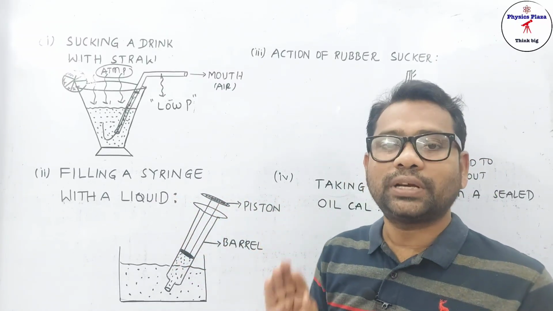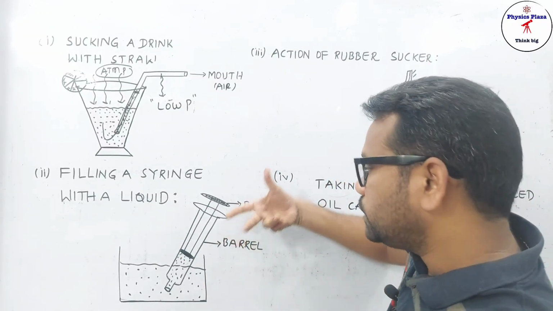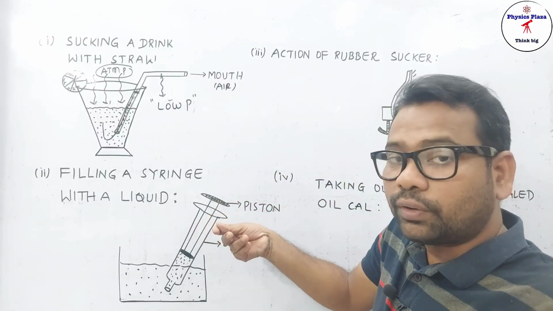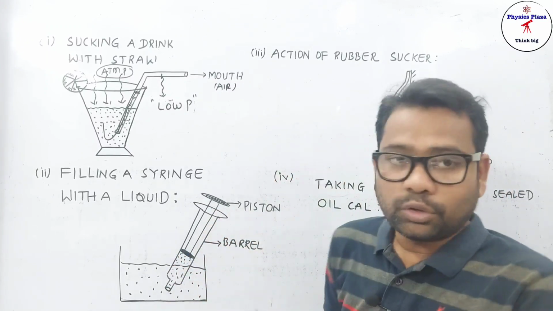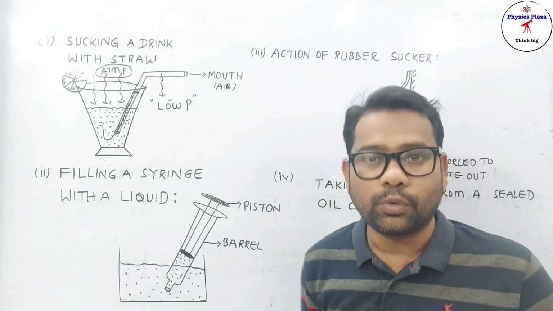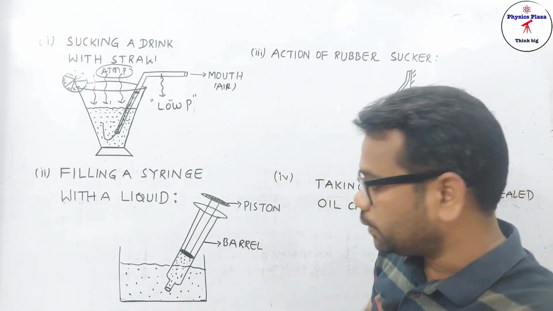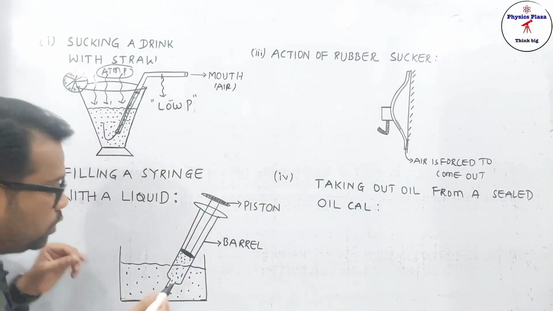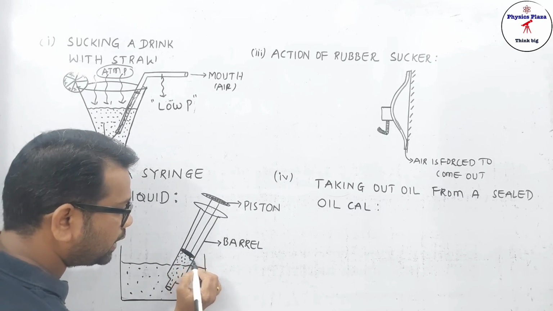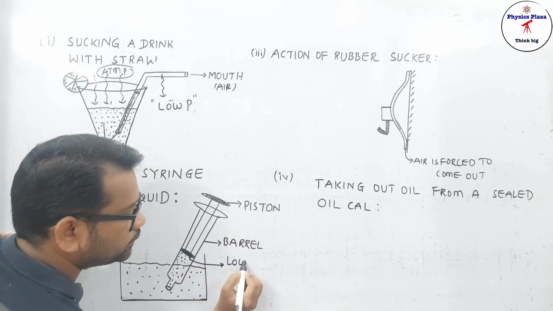So same concept, children. Here also, initially what we'll do, this piston will be there. Initially we'll just push it, so that whatever air is there inside of that barrel will come out in the form of air bubbles, that we can notice. But the moment we are pulling the piston, just below this piston, low pressure is created.